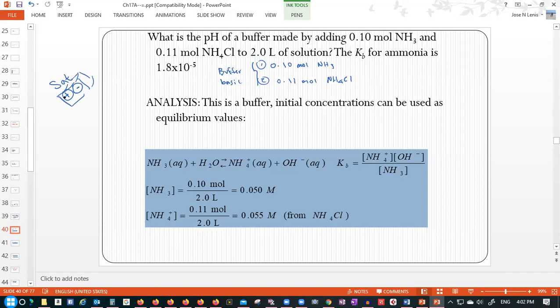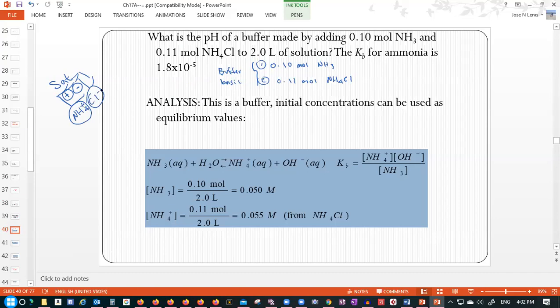So here, why do we choose this salt, NH4Cl? Because that salt contains the conjugate acid of the base we are using, NH4 plus, and this is Cl minus. Do we care about the chlorine? No, the chlorine is just a companion to balance the charges there.